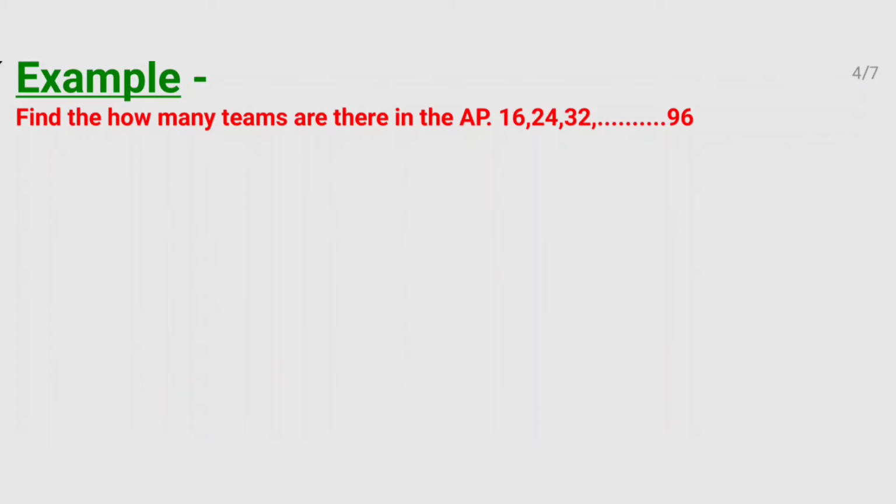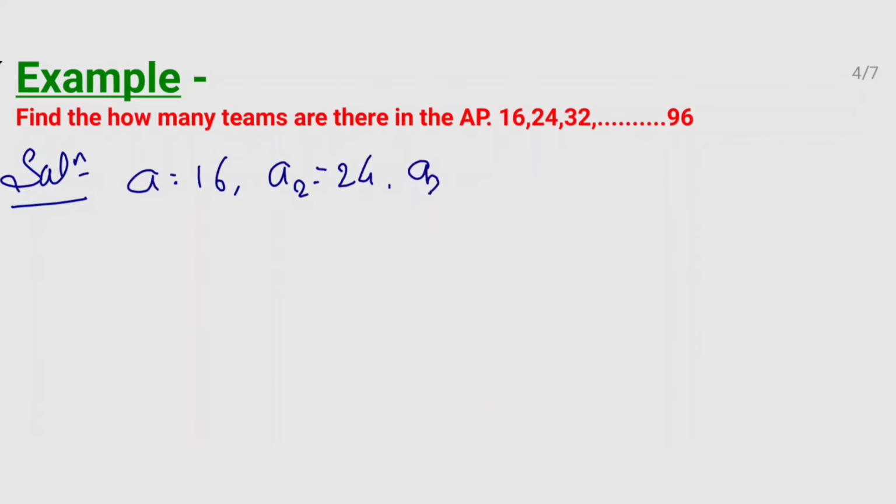Find how many terms are in the AP 16, 24, 32, and so on up to 96. So let me solve here. Solution. So here a equals 16, a2 equals 24, a3 equals 32, and the last term is 96. So last term is 96 means an equals 96. Is it clear?